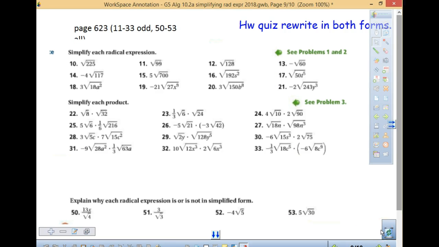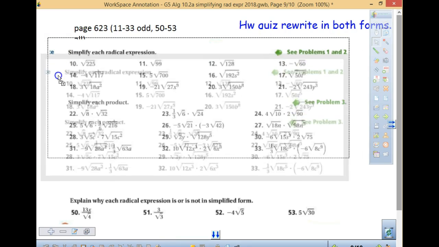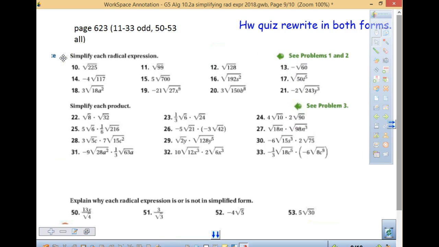All right, so your homework assignment is in your textbook, and you are simplifying as you look at those.